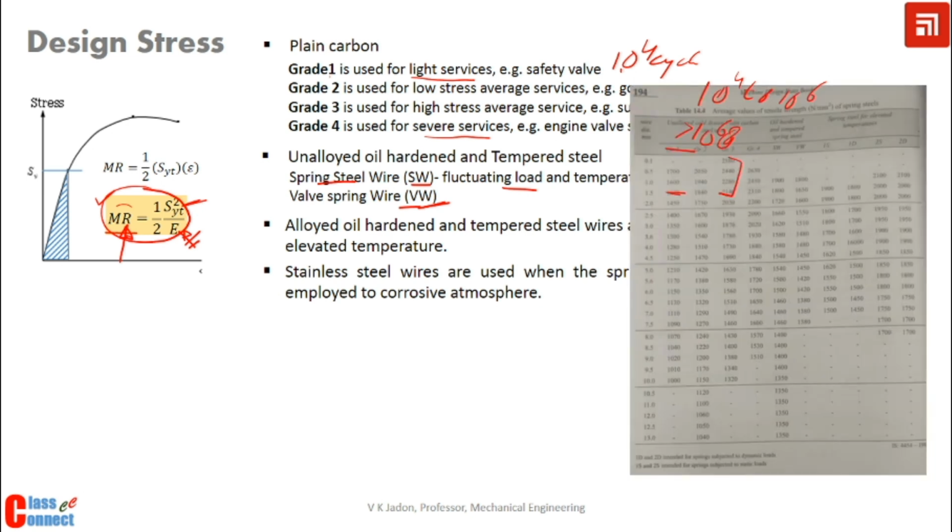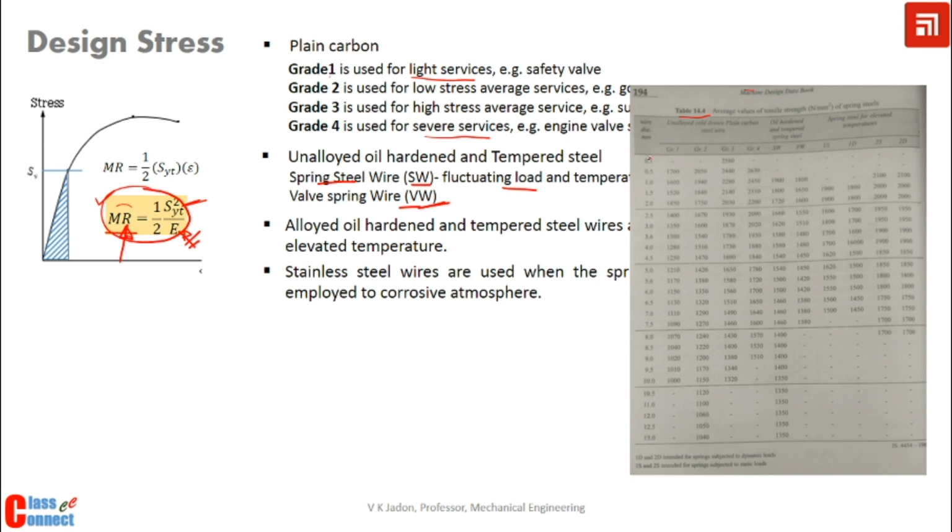So all these spring related materials and their properties are given in the standard, and these are available in the design data book in this form. So for plain carbon steel we have this type of table available in the data book on page number 194, and the table number is 14.4.